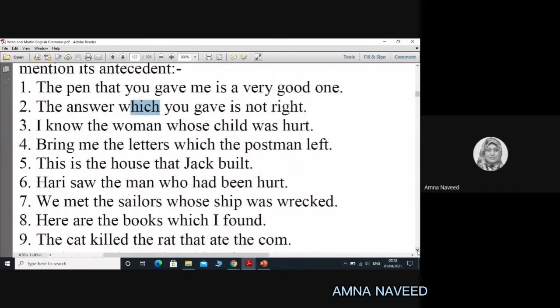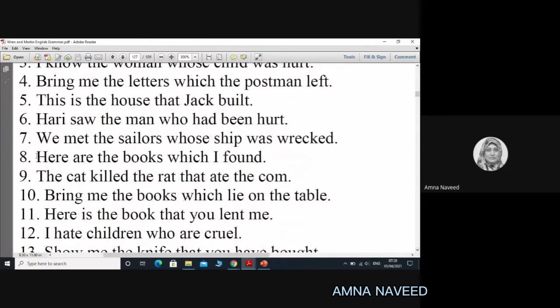Let's have a look at a few more sentences. Sentence number 8. Here are the books which I found. So what is the antecedent in the sentence? What are we talking about? Yes, we are talking about the books. So books is our antecedent and which is a relative pronoun. Let's have a look at sentence number 11. Here is the book that you lent me. Yes, so book is once again an antecedent and that is a relative pronoun. So that's wonderful. Very good.